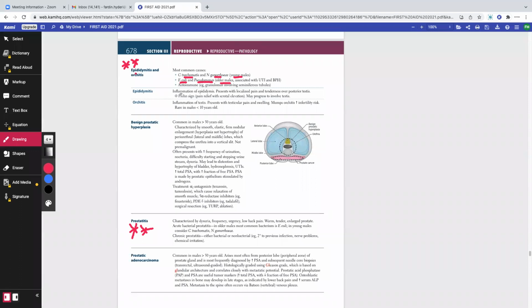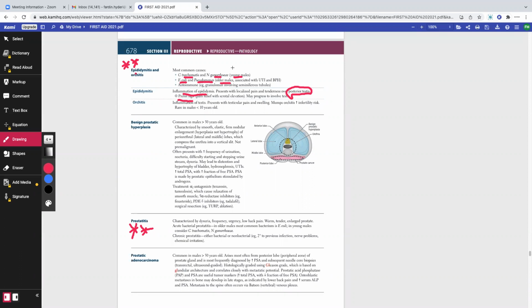Now, what is epididymitis? This is inflammation of the epididymis. This presents with local pain and tenderness over posterior testis. Always remember this. The pain is in the back of the testis. Prehn's sign over here is positive, meaning that after you try to lift the testis, there is pain relief with scrotal elevation.